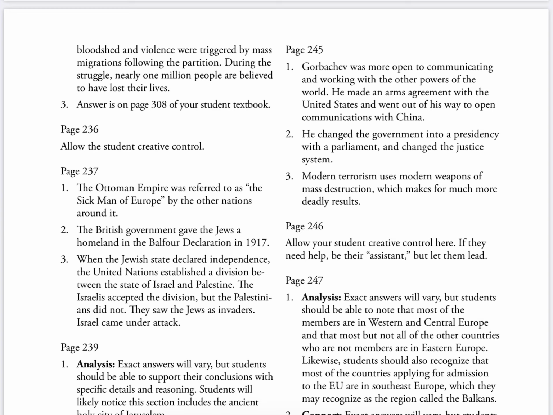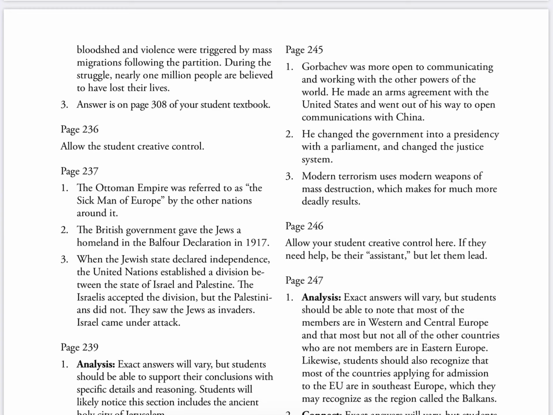and then the vocabulary words. On page 245, the first question, talking about Gorbachev, he was more open to communicating and working with other powers of the world. So he wasn't closed off to the rest of the world. He was okay with making alliances and peace treaties and diplomacy. He made an arms agreement with the United States and then went out of his way to open communications with China. So he was trying to work with other people to basically have a win-win, to make sure that everyone was getting better and having good opportunities. Number 2, he changed the government into a presidency with a parliament and changed the justice system.